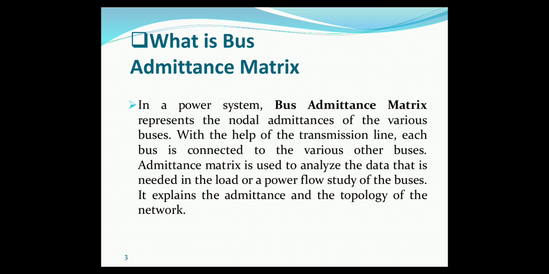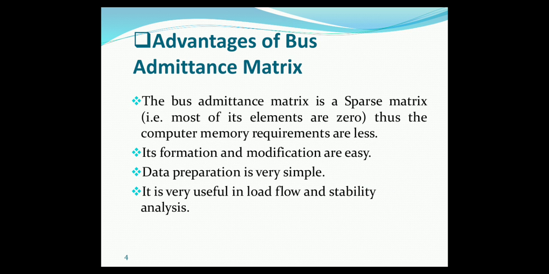In general, the admittance matrix is used to analyze the data that is needed in the load or power flow study of the buses. It gives you the admittance and topology of the network. Topology is nothing but the graph of the particular network. Coming to the next one, what are the advantages of a bus admittance matrix?